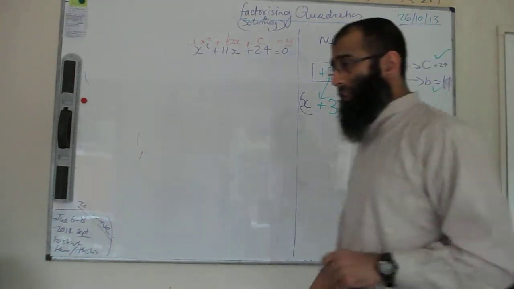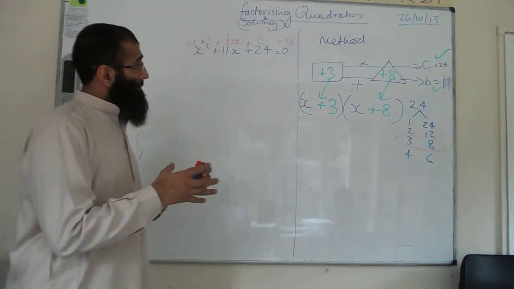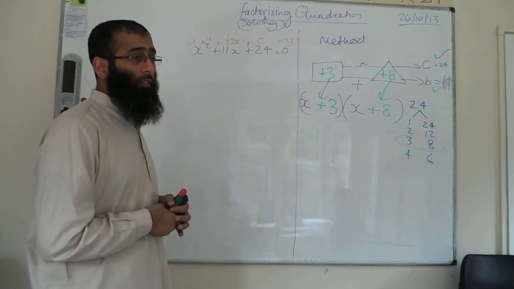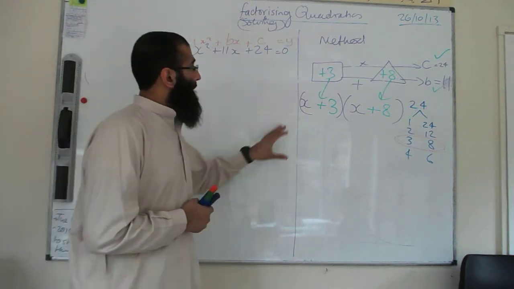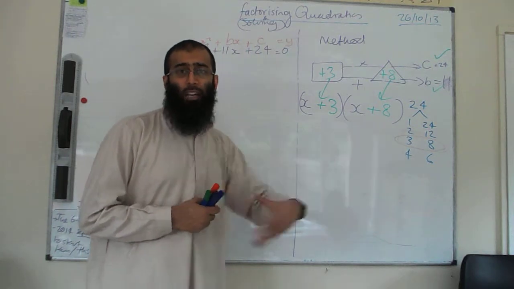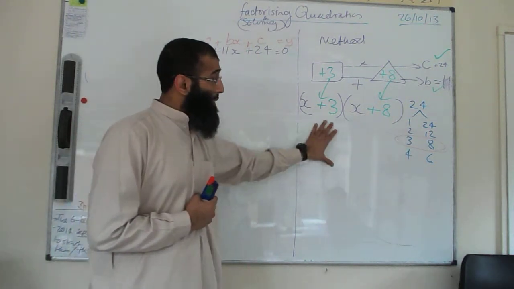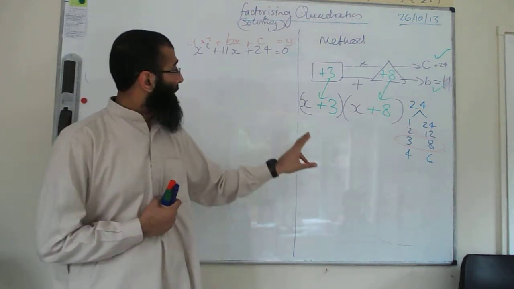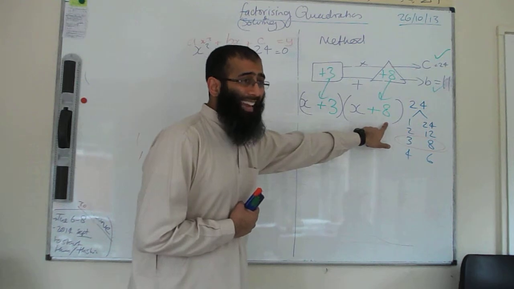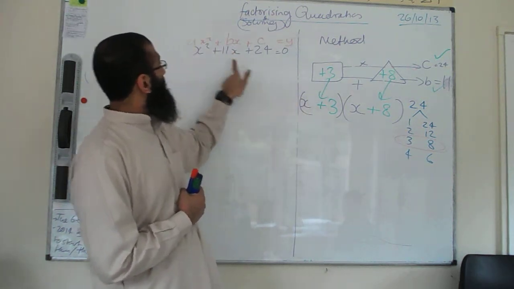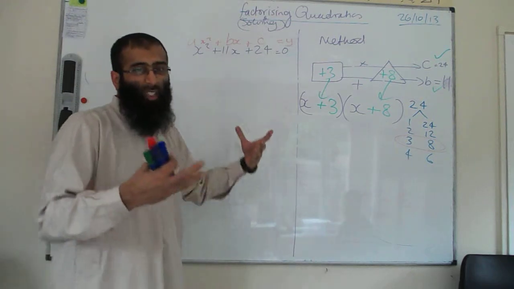Now, the next step is the solving part. So we have now factorized the question. How do you check that you factorized it properly? We check by just multiplying it out. So x times x is x squared. X times 8 is 8x. Add another 3x will give us our 11x. And plus 3 times plus 8 is 24.